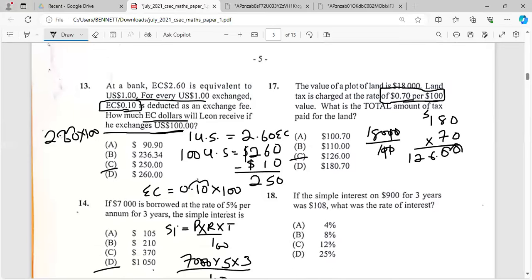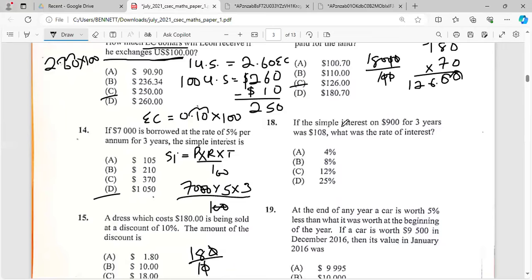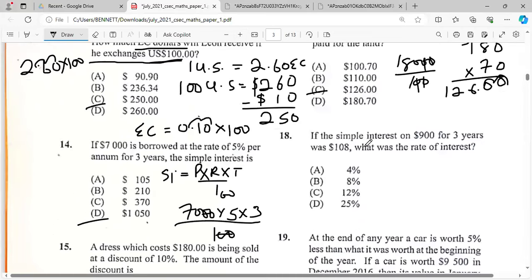Question 18 says, if the simple interest on $900 for 3 years was 108, what was the rate of interest? Students struggle with this over the years. So guys, you have to change up the formula, we have to transpose, right? Because they give you the simple interest, the principal, and the time, but they didn't give you the R.